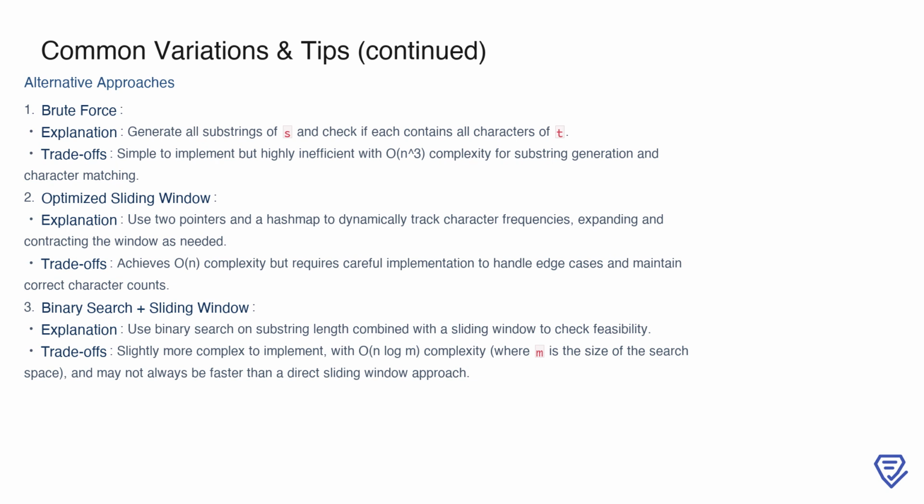Another approach is combining binary search with the sliding window technique. Here, you perform a binary search on the substring length and use the sliding window to check feasibility. This has an O(n) log m complexity, where m is the size of the search space. While this method can be effective, it's more complex to implement and may not always outperform a direct sliding window approach depending on the input size.